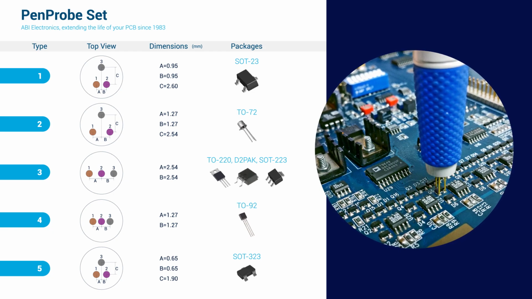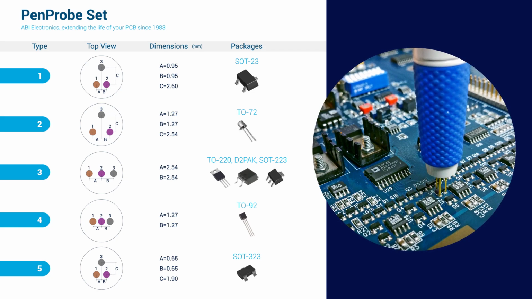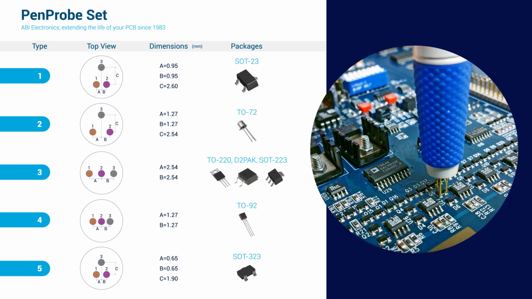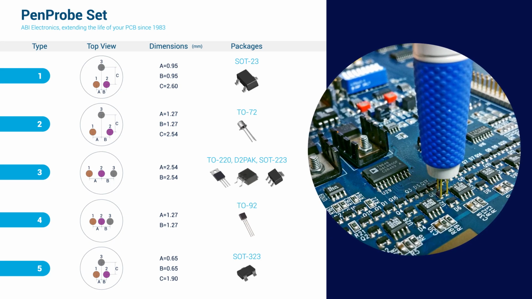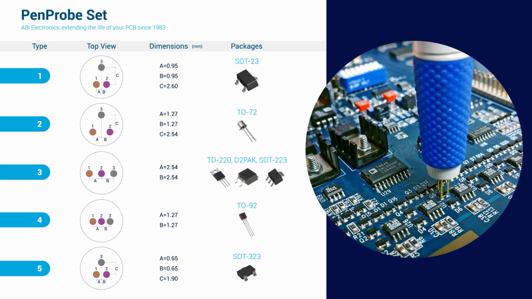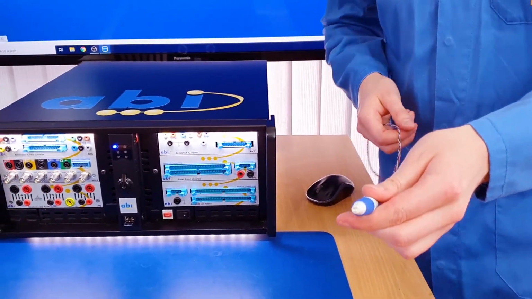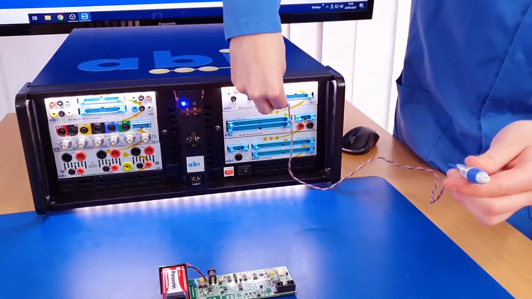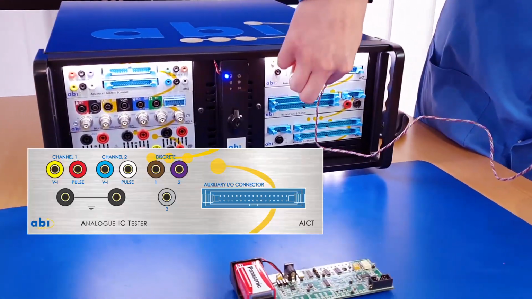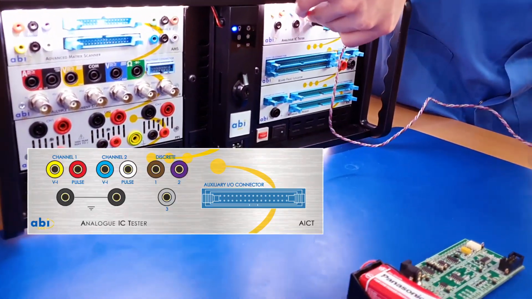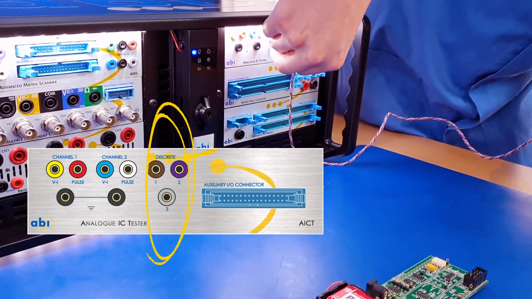And this is our product that comes with a variety of configurations for the pins on the end. In this configuration, the pins are arranged in a triangle. We can get them in a straight line and other configurations. I'll simply plug this into the face of the AICT, grey to grey, purple to purple, brown to brown.